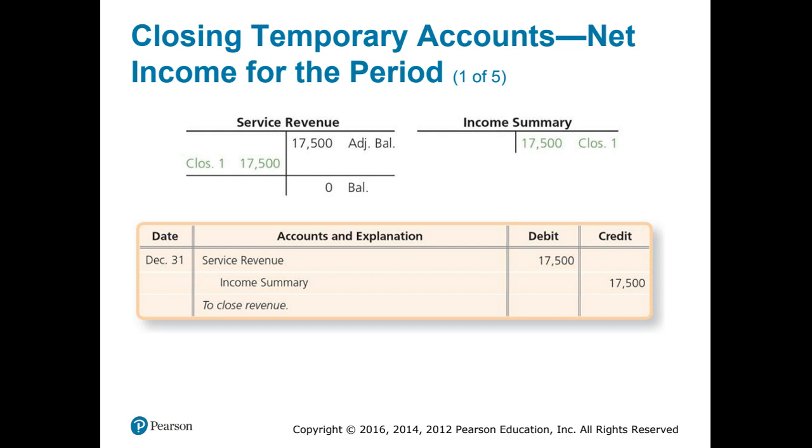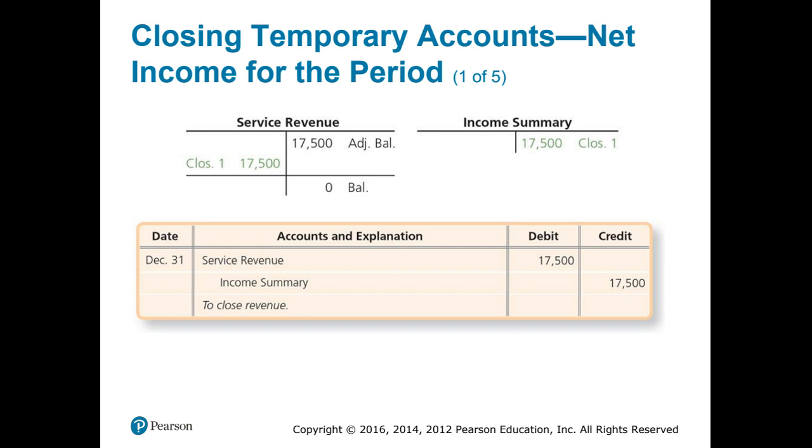Because service revenue is technically already a credit. So if it's a credit, then you would debit. If it's a debit, you would credit because you're just zeroing out the account. So we've zeroed out our T account, and we have to create a journal entry to show what we did.